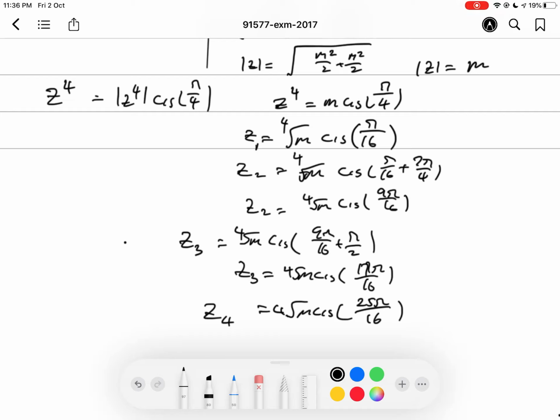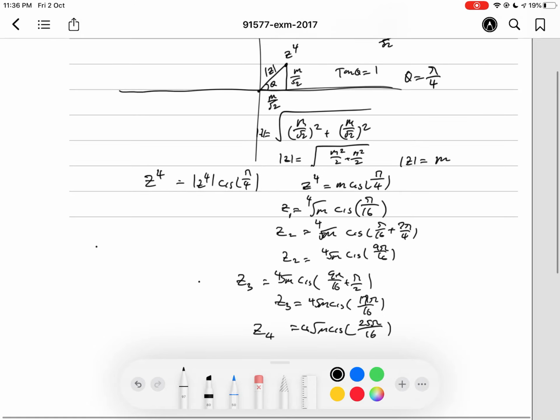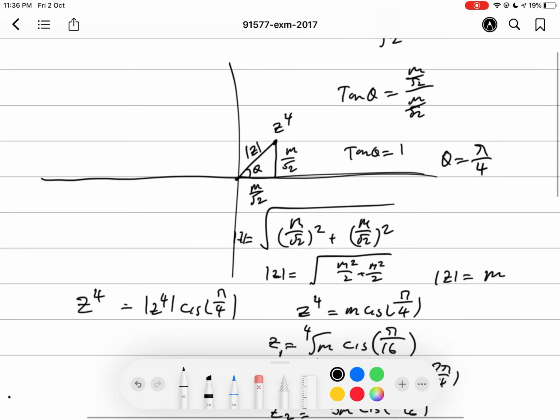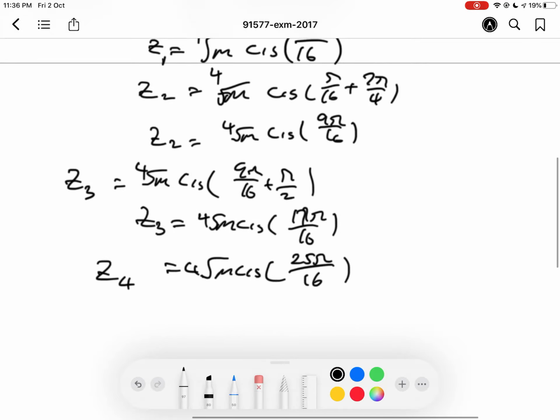For the 17 pi over 16 and 25 pi over 16, since it's greater than pi, it will be somewhere around this side of the axis. Therefore, you can actually convert it to a negative. But since in NCEA it's optional, conventionally you would change it to a negative. However, since it's NCEA, they don't mind. You can just leave your answer in the positive, and that will be fine as well.